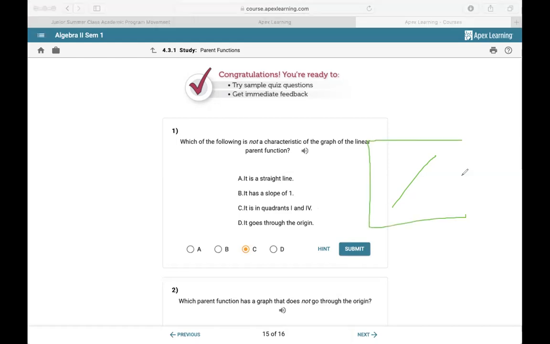So again, in our little quadrant box here, this is quadrant 1, quadrant 2, quadrant 3, and quadrant 4 there. All right. So the answer to this one is C.